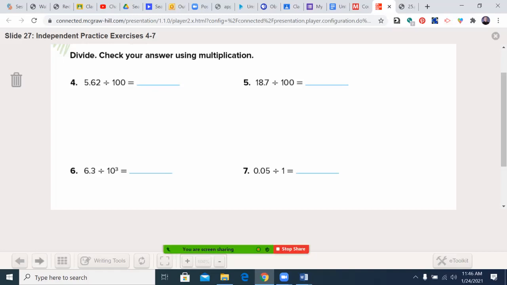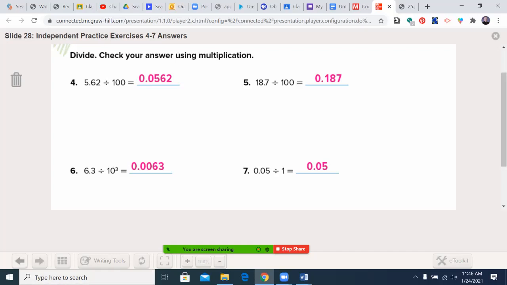Welcome back. Let's see how you did. On this one, we have 2 zeros, so we go back 1 spot and 2 spots, so we had to annex a 0. We got 0.0562. On number 5, there are 2 zeros, so it's back 1, back 2. So it's right before the 1, 0.187. 3 zeros, I got 1, but then I'm going to need 2 more to annex. So you can annex multiple zeros. You got 0.0063. And divided by 1, it stays the same.